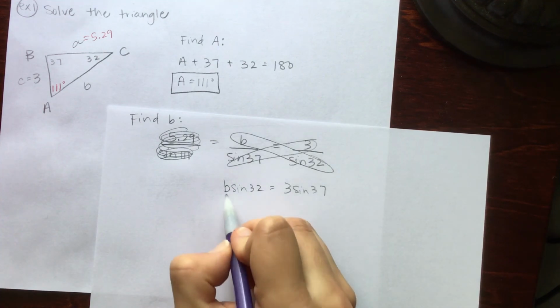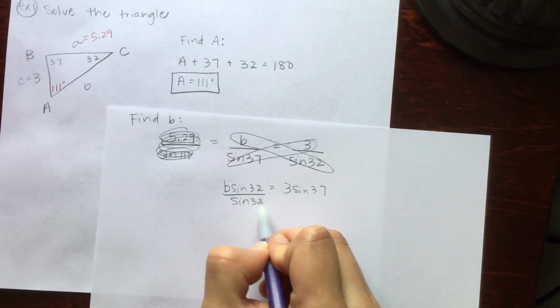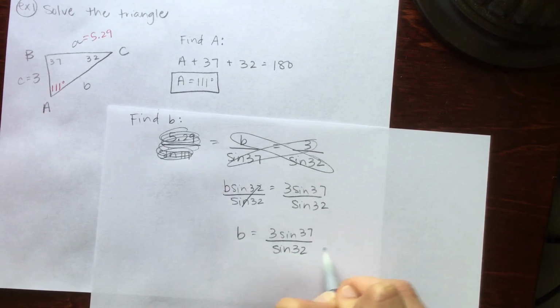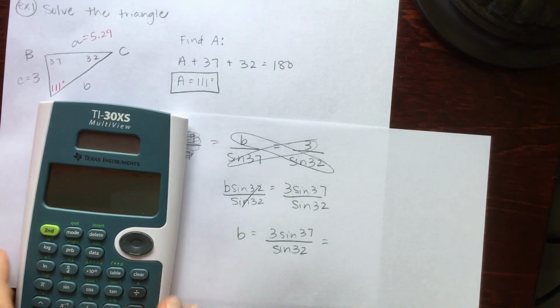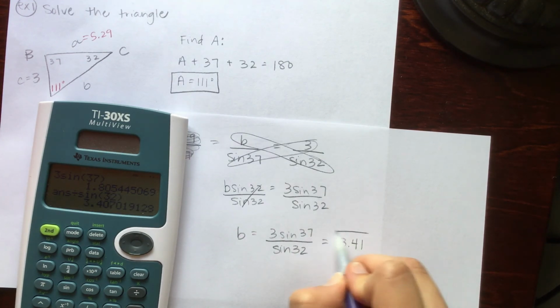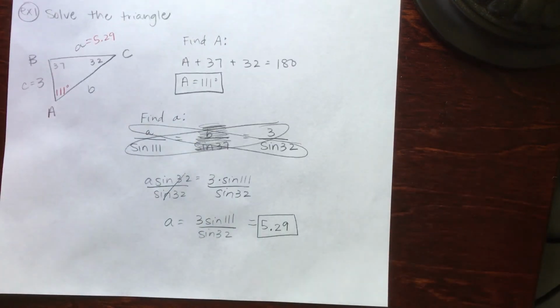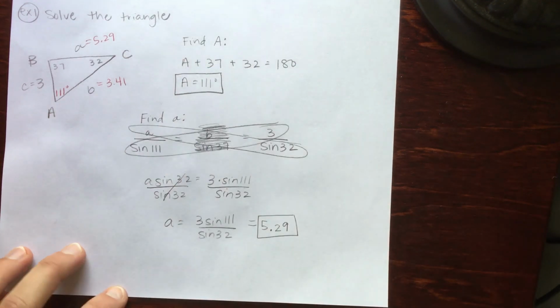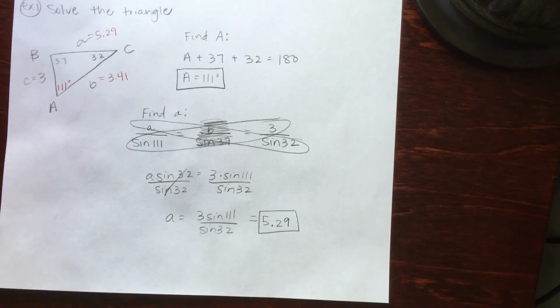Solve for B, which means I have to divide by my sine of 32. And now everything on the right here is just calculator buttons. Make sure you're in degree mode, DEG, and type that in: 3 sine of 37, close your parentheses, divided by sine of 32. And I know that B is 3.41. And now I know all three angles and all three sides, so I have solved my triangle.